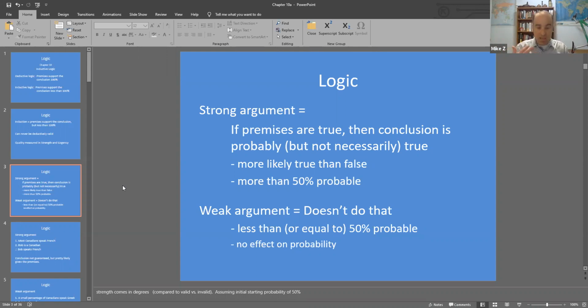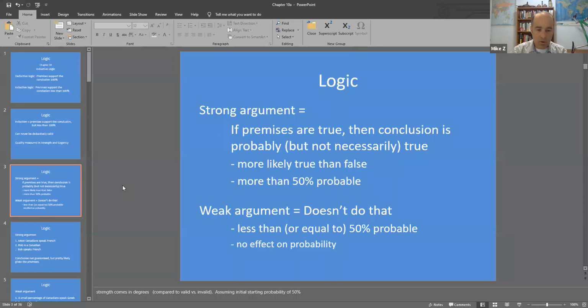But even more commonly, a weak argument is when the premises actually decrease the probability of the conclusion being true, right? So again, you go into this saying, well, it's 50-50 as to whether the conclusion is true or not. Then you hear the premises and you're like, oh, actually now it's less than 50% likely that the conclusion is true. So if that's the situation, then you're dealing with a weak argument.